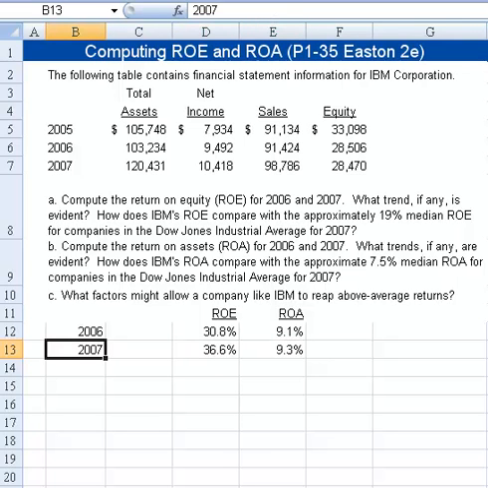Now let's tackle Part C. Part C says, what factors might allow a company like IBM to reap above average returns? And there's no quantitative numbers here to evaluate. This is really about what do you think?